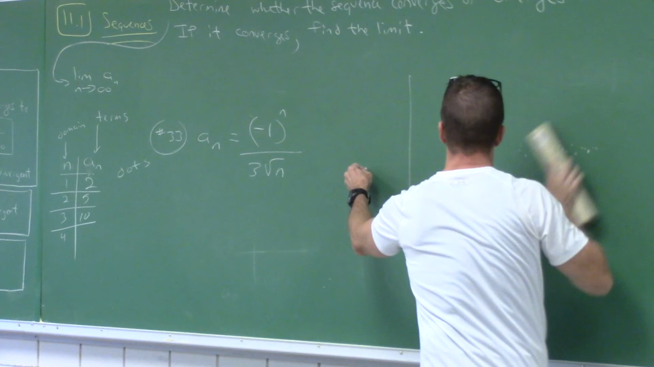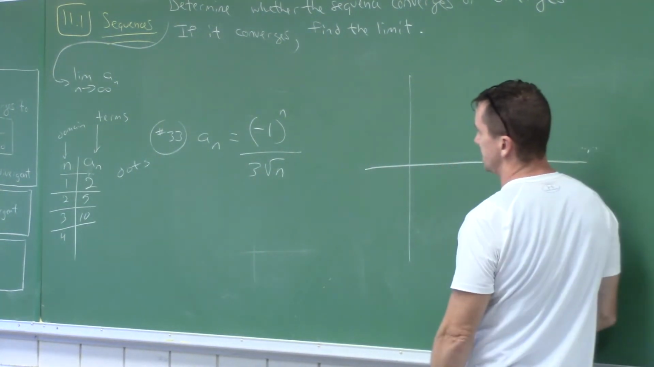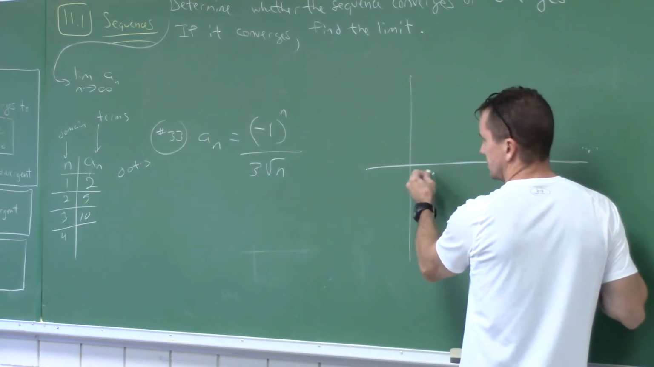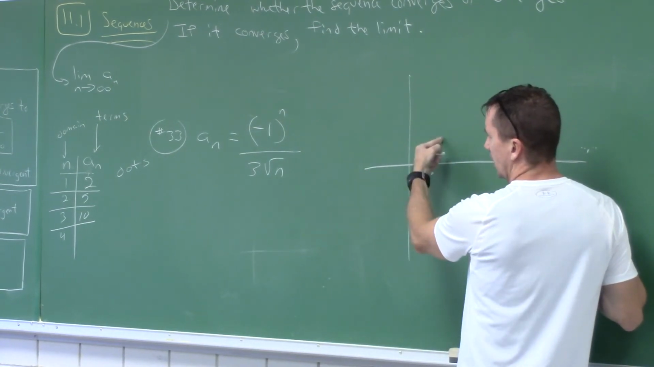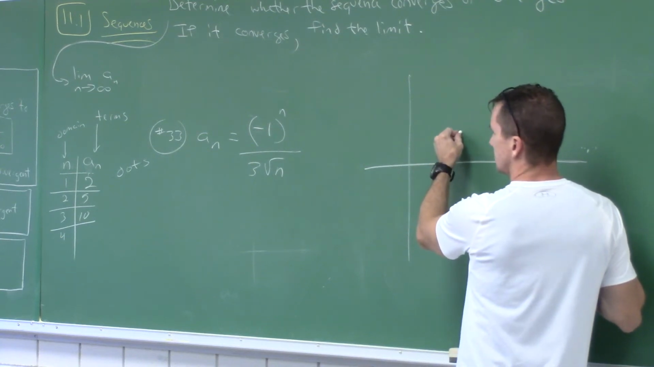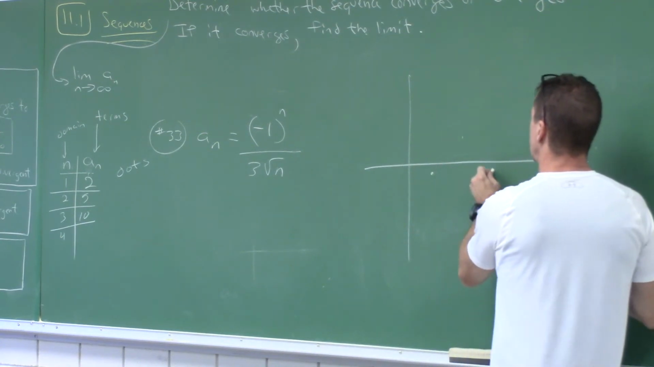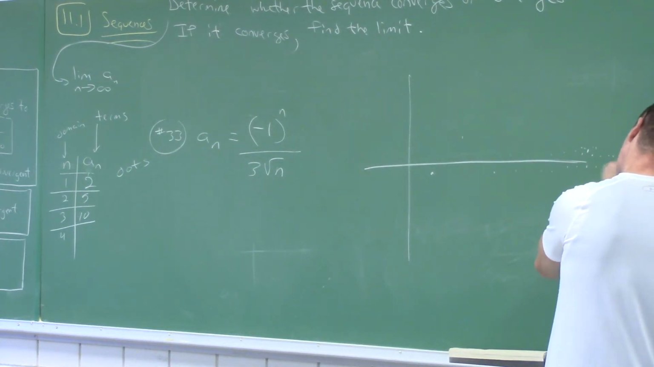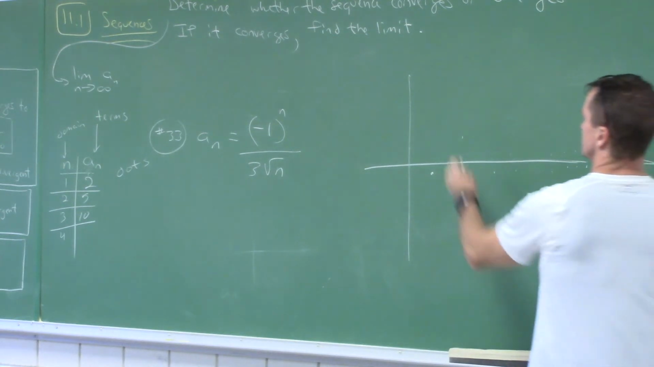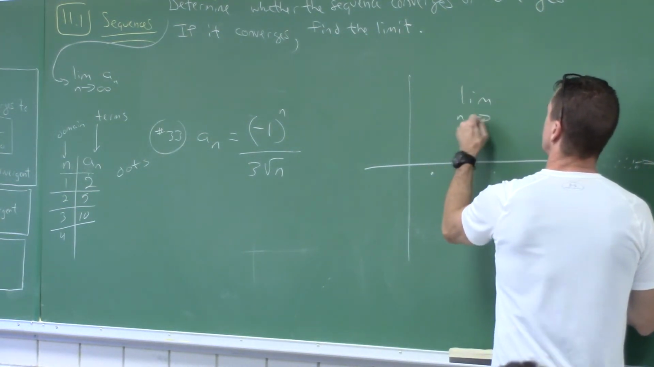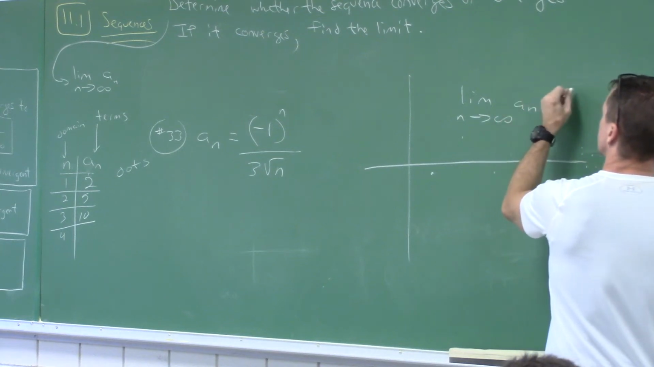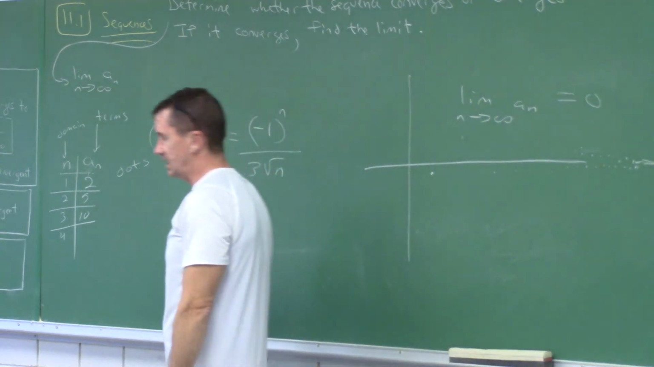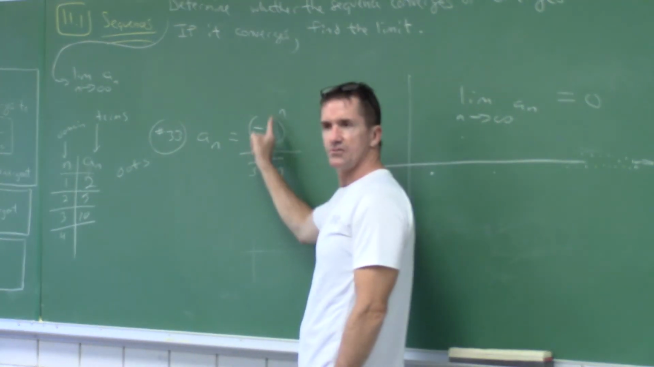Let me draw them again. Plug in a 1, you get -1 over 3. -1/3, okay, that'd be here. You plug in a 2, I get 1 over 3 times the square root of 2. But eventually, what's going to go on with these? It's going to 0, so I'm going to write down the limit as n approaches infinity of a sub n. It converges to 0. But this was alternating plus and minus.